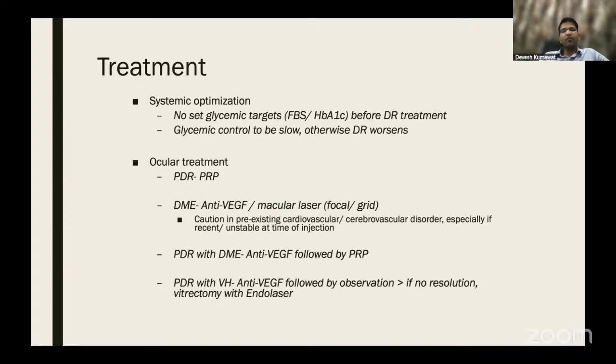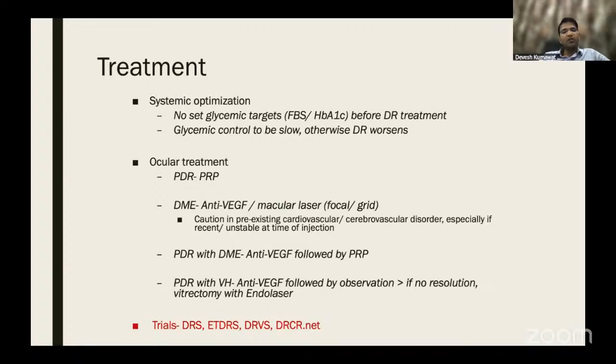Then you should be aware of how the PRP is done, how many sittings are required, what the laser and the laser lens characteristics are, as you could be asked. Then in the fellow eye, there was PDR with vitreous hemorrhage. So again, what is the relevance of anti-VEGF injection preoperatively in such eyes? Can we only give anti-VEGF injection in such eyes, or is vitrectomy required? So you should be thorough with the treatment plan in such cases.